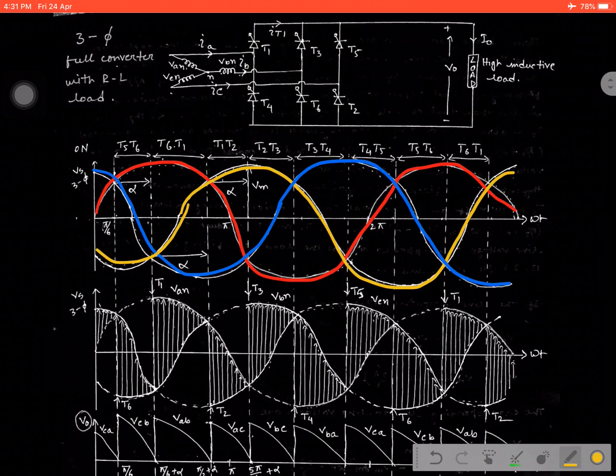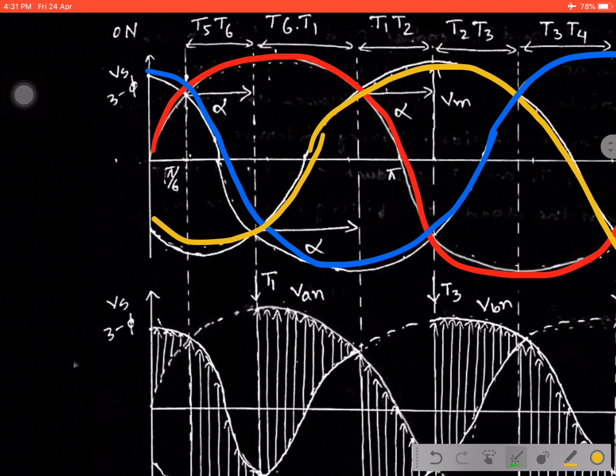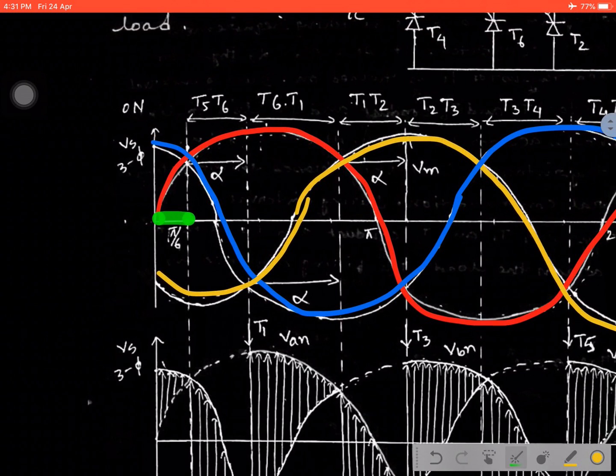Now see the selection of the firing angle. At the point of pi by 6, this point, we are just taking a close view. At the point of pi by 6, meaning in this particular range 0 to pi by 6, in all the cases the magnitude of phase A is always less than the magnitude of phase C. That means we cannot give the firing pulse to the thyristor T1 at this particular position, as in all the cases the thyristor T1 remains in reverse biasing condition. When can we apply the firing pulse to the thyristor T1? As the thyristor T1 is connected to phase A, when phase A has the maximum magnitude with respect to the other two phases, then we can apply the firing angle.